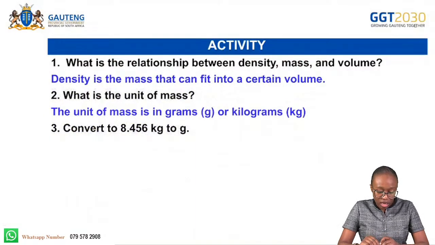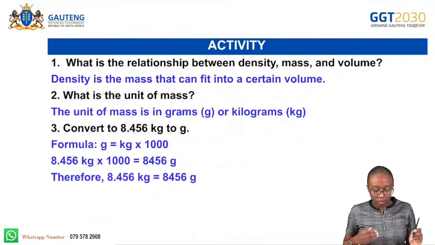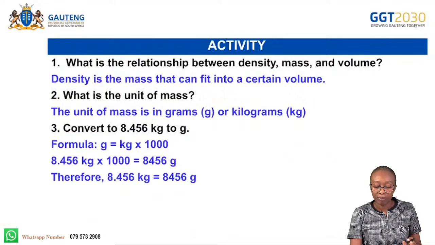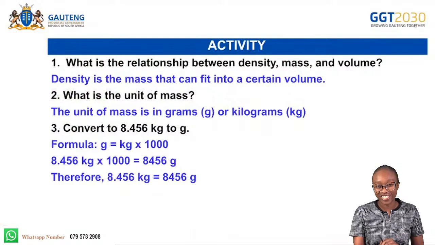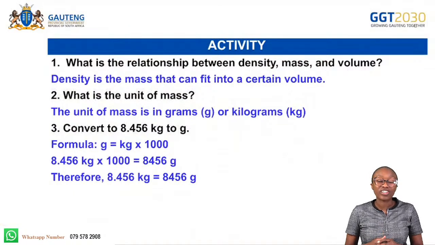Then convert 8.456 kgs to grams. What do we do? Remember, grams is equal to kilograms multiplied by 1,000. So we're going to multiply 8.456 kilograms by 1,000, and this will give us 8,456 grams. So therefore, 8.456 kilograms is equal to 8,456 grams. Now take a minute to quickly copy down the direction.